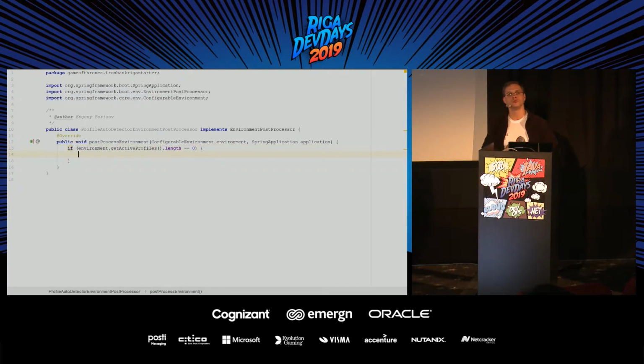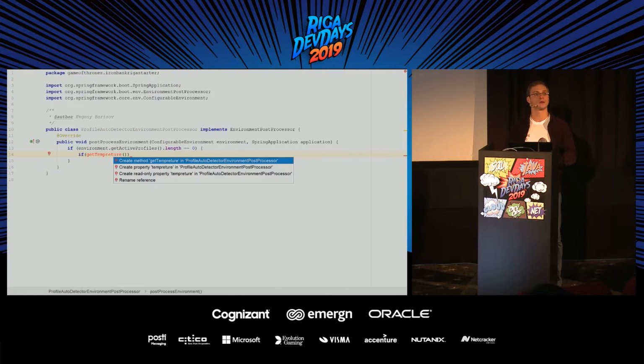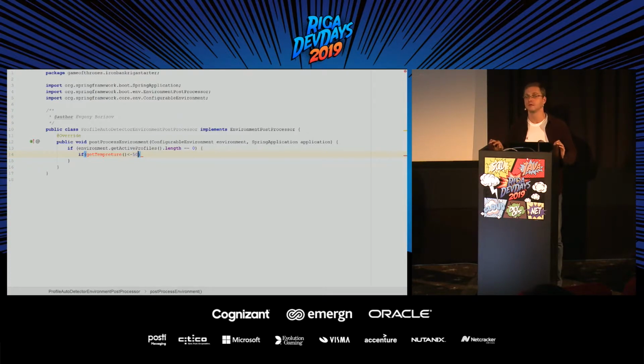I will try to add the profile by myself. How will I do that? I will say if getTemperature, which is a method that will return some integer, the temperature, and it's less than -50 degrees, winter is here. So I need to set the profile to winter is here.